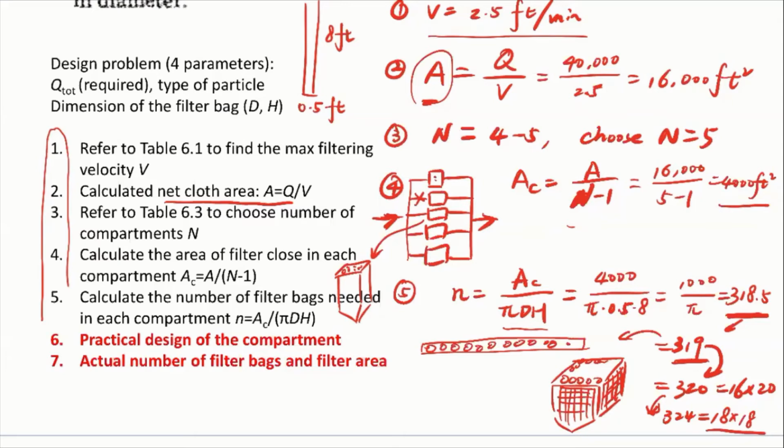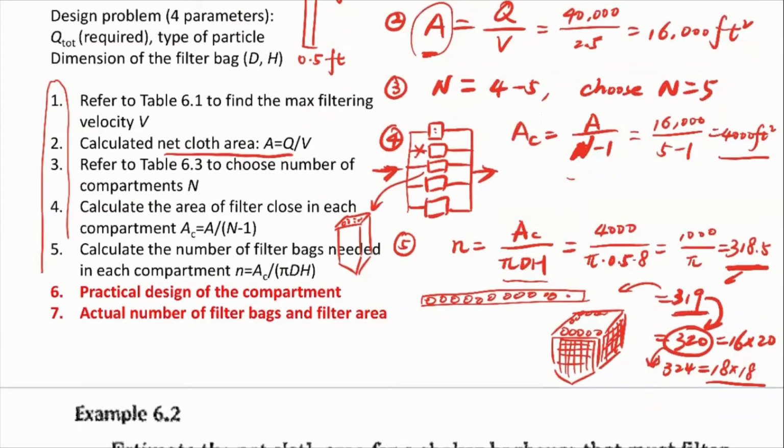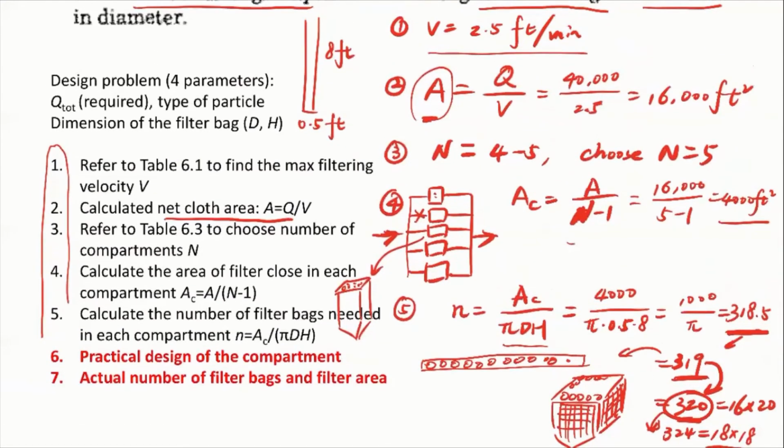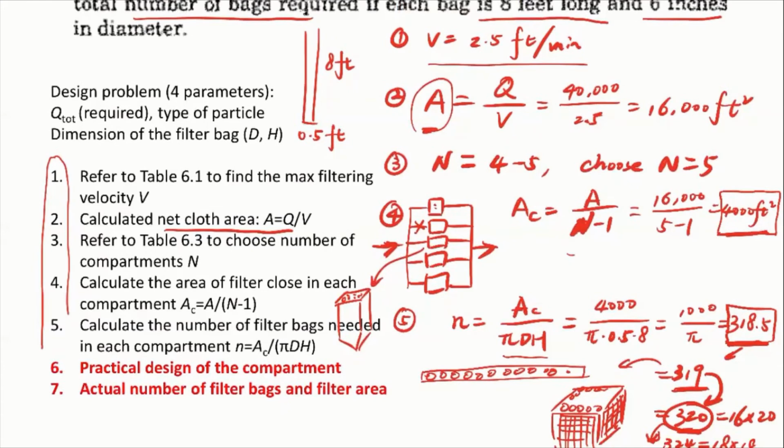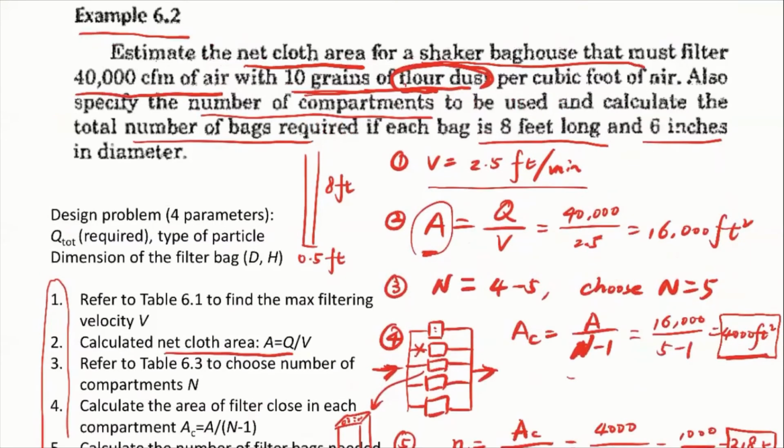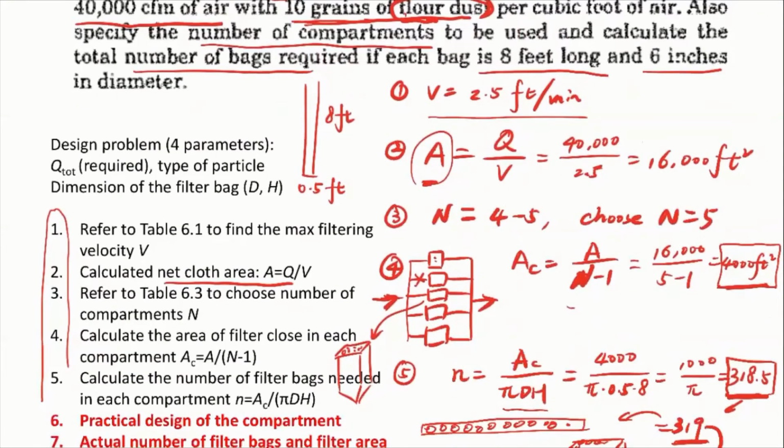So let's say, for example, we choose 320 in this system, okay? So what this means is that this is the actual number of the filter bags in the system, right? So theoretically, when we calculate the 4,000 square feet, that is the ideal situation, right? Because under the ideal situation, we have to use half of a filter bag, but now we're using this new number of the filter bags there. Then the net cloth area will be different, will be larger than this ideal situation, right?